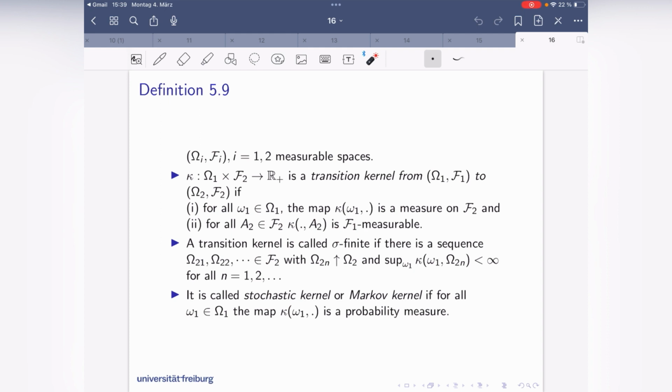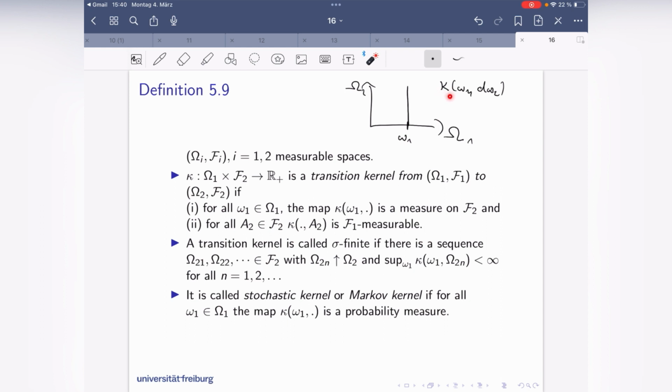What's this? Let me draw a picture. Omega 1 is here, omega 2 is here. I would like to define a measure somewhere on the product. What I'm going to do instead is, for every omega 1 in omega 1, define a measure on this slice here, the slice omega 1 times capital omega 2. I'm doing this by a so-called transition kernel, kappa of omega 1, d omega 2. So if I am in omega 1, what's the distribution to be somewhere on the omega 2 axis?